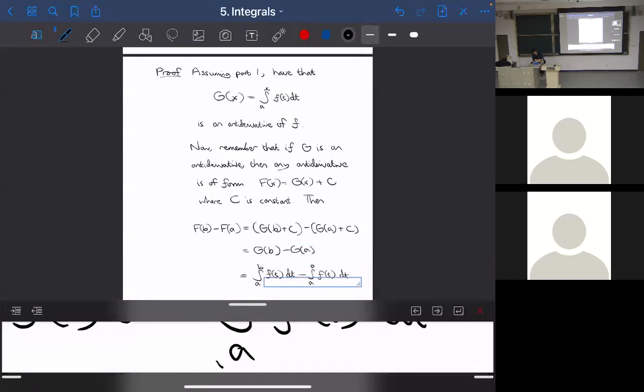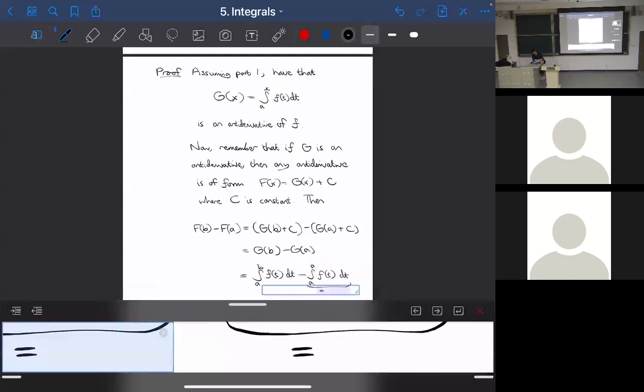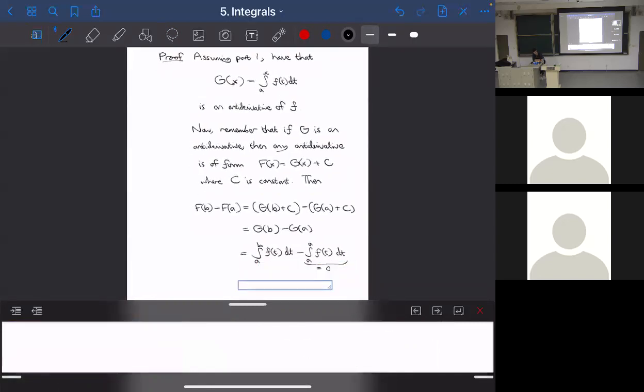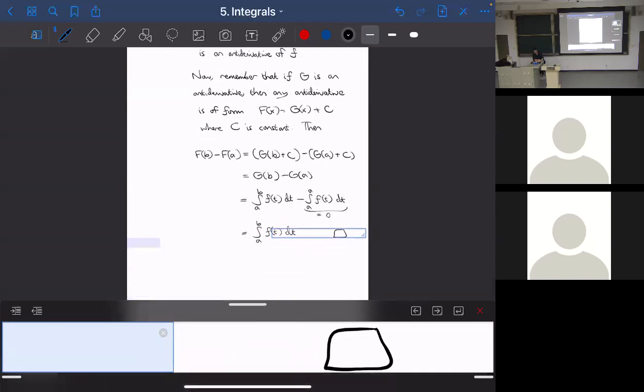Okay, so the trick is noticing that this is 0 because the limits of integration are the same. And so this is the integral that the theorem was talking about. So running this equation backwards, we say that that definite integral is F(b) minus F(a), the difference of two values of the antiderivative.